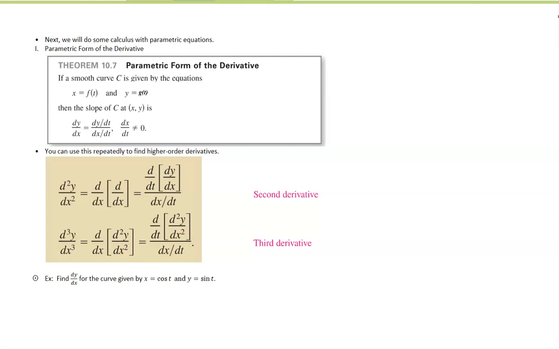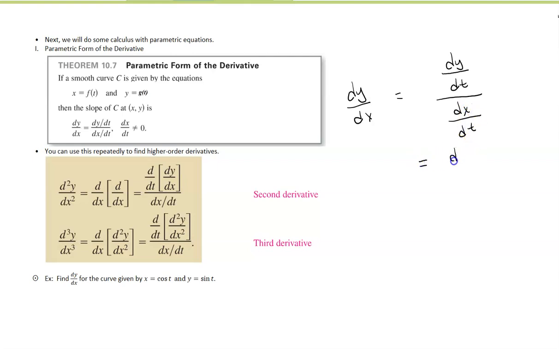Next we're going to look at doing some calculus with parametric equations. So the parametric form of the derivative, if x equals f of t and y equals g of t, is dy over dx equals dy over dt divided by dx over dt, where dx over dt is not equal to 0. So basically, if you want to think of it this way, what we're doing on the right-hand side of that is a division here.